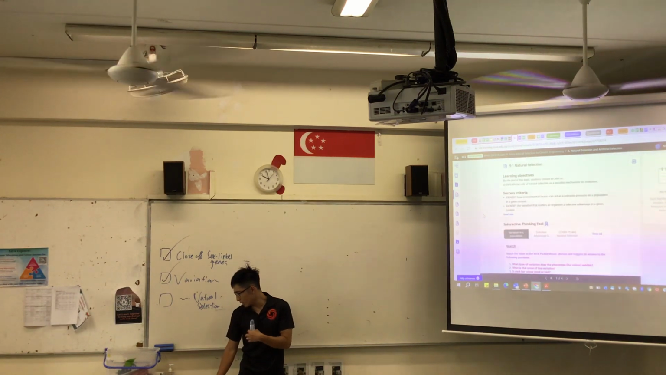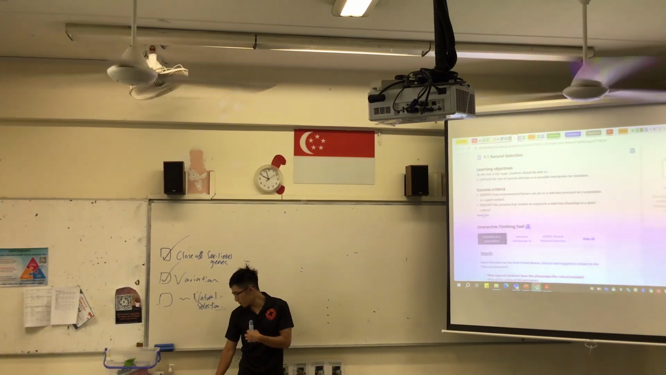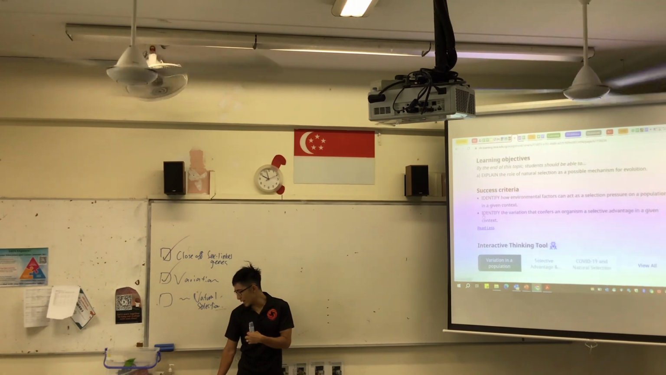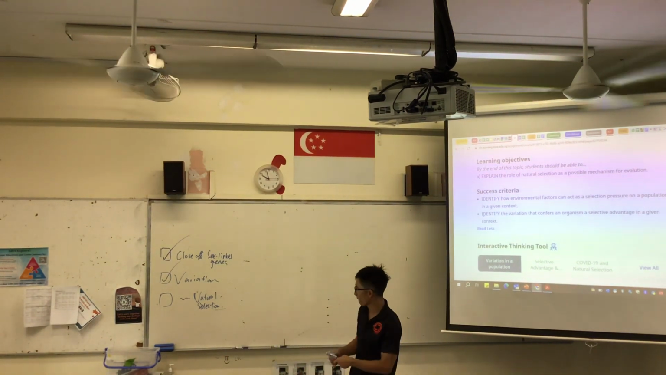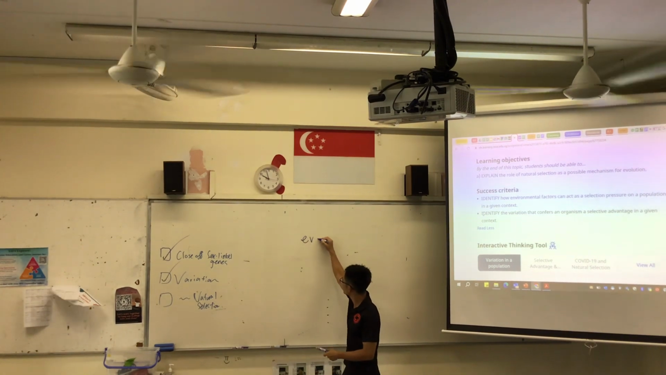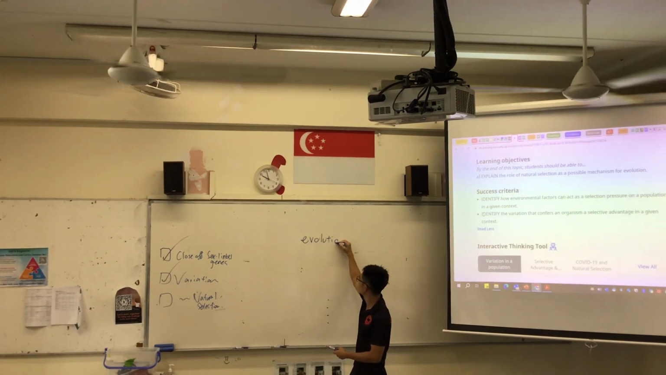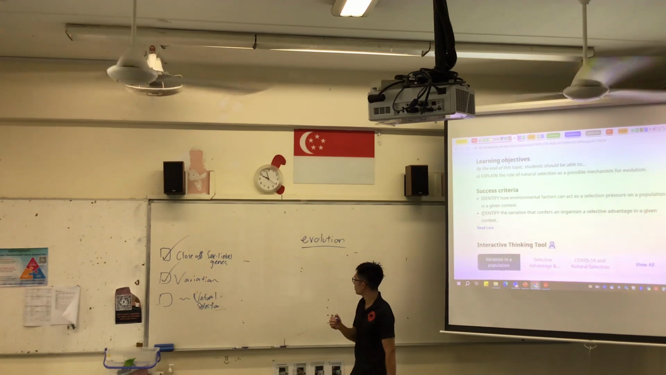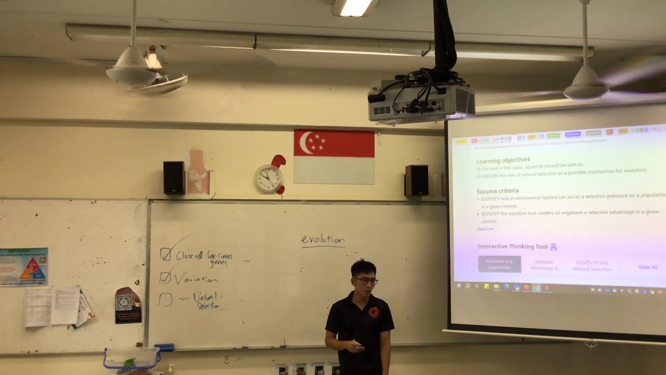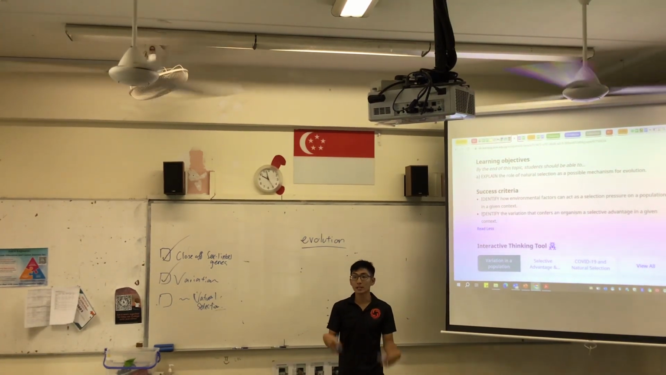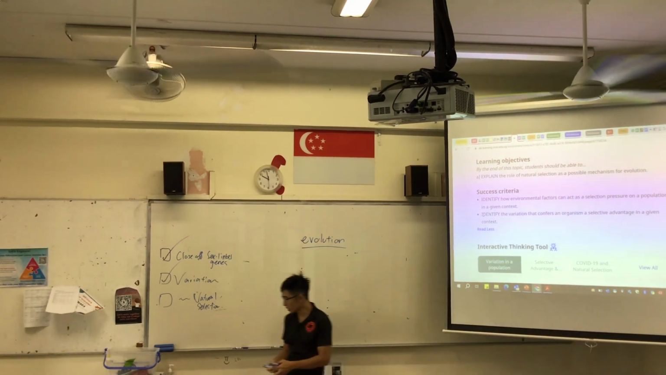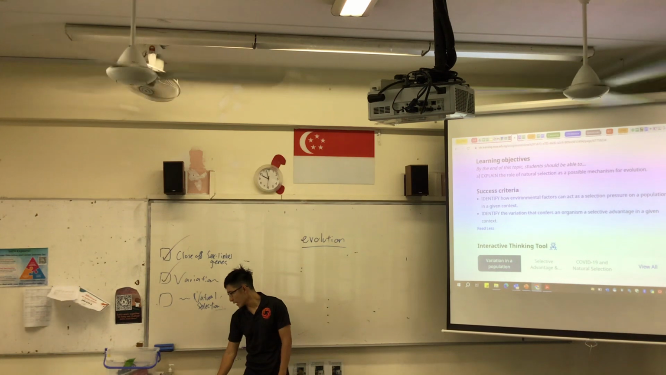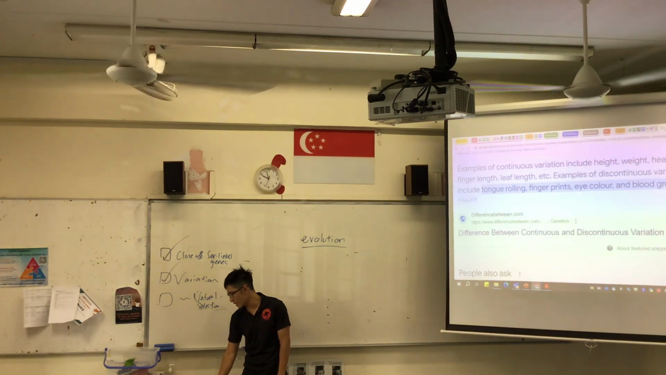Okay, to start off this chapter, let's look at the learning objectives first. You are expected to be able to explain the role of natural selection as a possible mechanism for evolution. Evolution is a rather big word, because when we look at the word evolution, we have our own understanding of evolution already.